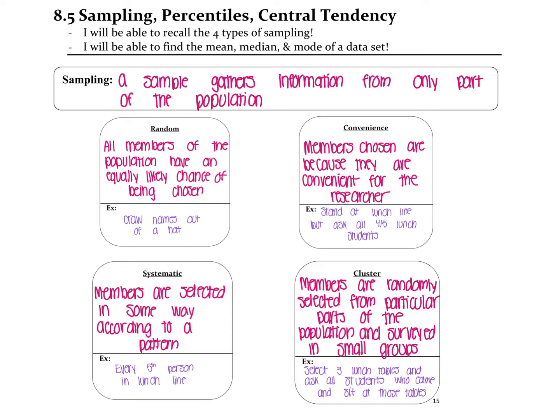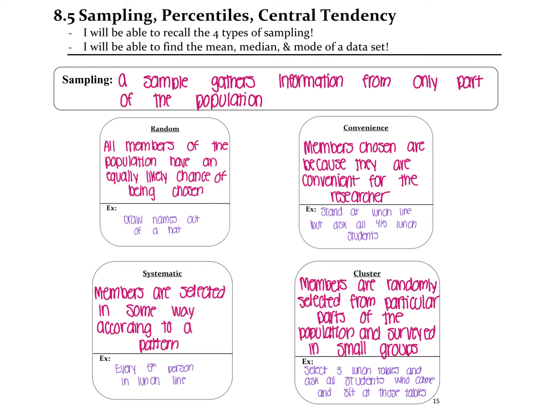So a lot of times statisticians will come up with what we call a sample, meaning a small portion of the population. Then they will run their tests, figure out the information they need from that sample, and make what we would call inferences on what is then true for the whole population. We're not going to get into all of that. We're just going to look at identifying the different types of sampling, because there are 4 different types of sampling that can occur.